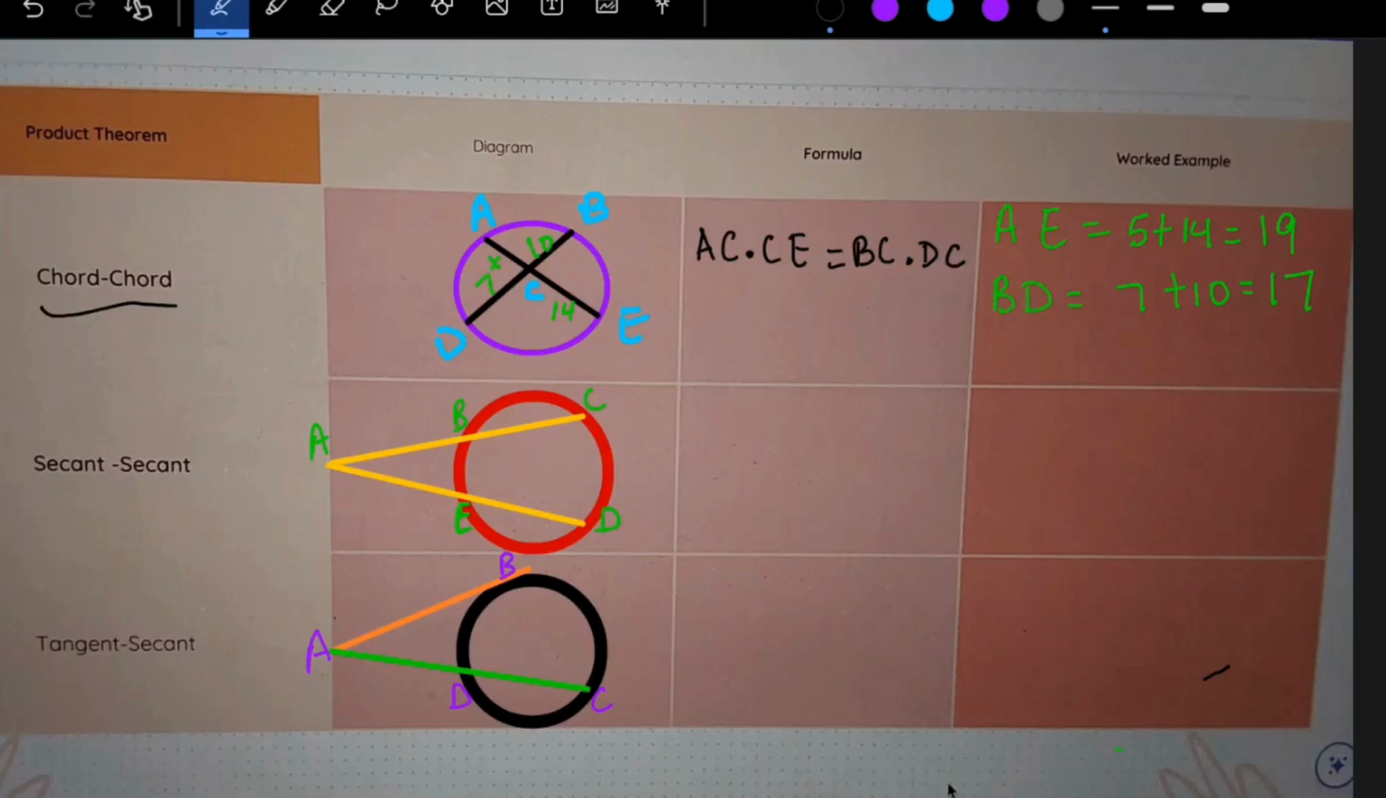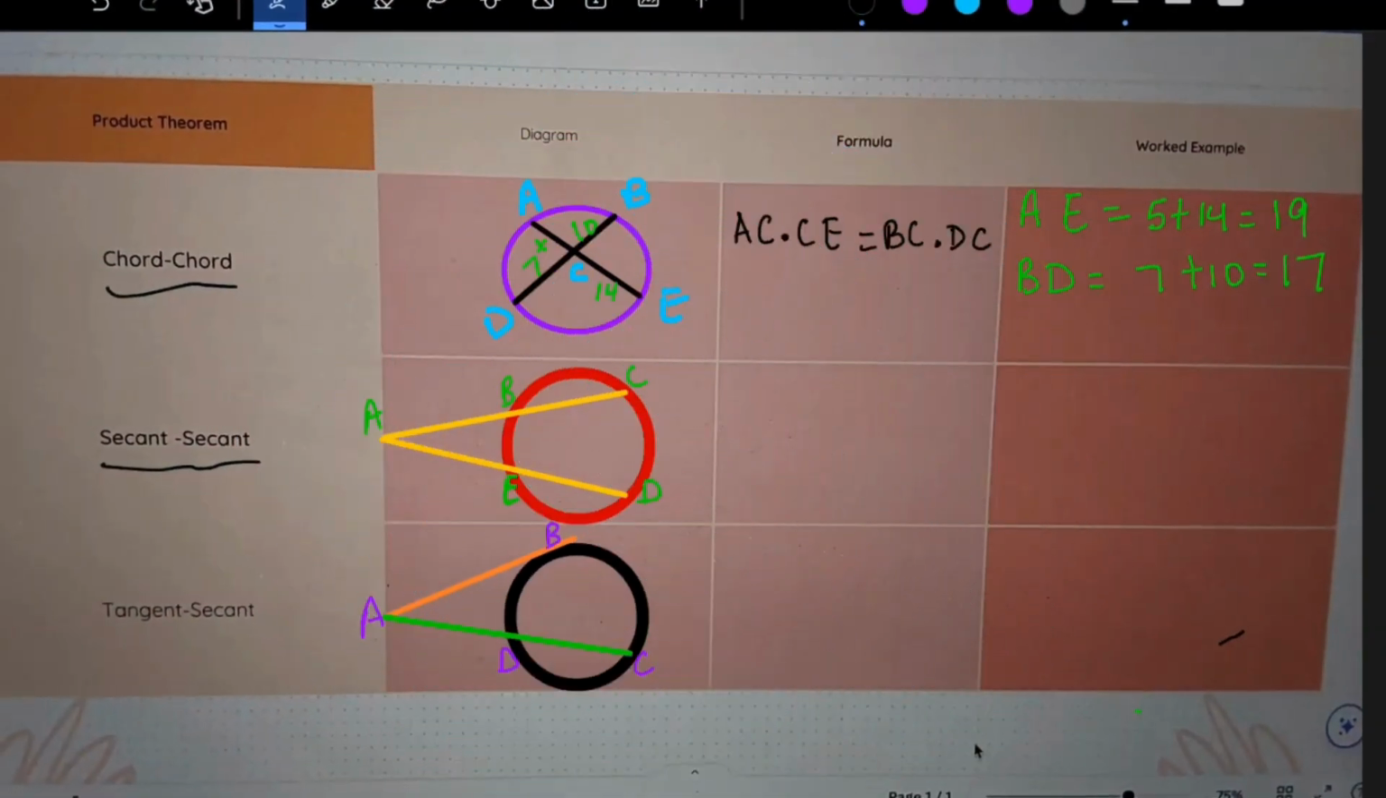Okay, let's look at the other theorem. This one is the secant-secant theorem, and as the name suggests, you have two secants. Remember the secant touches the circle in two places, but it extends beyond the circle. With the chord, it remains in the circle. So what is the rule that governs the secant-secant theorem? It goes like this.